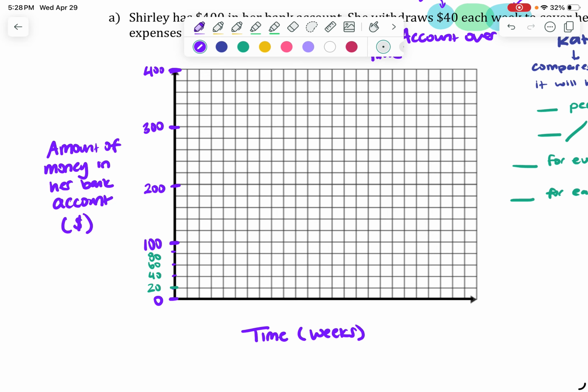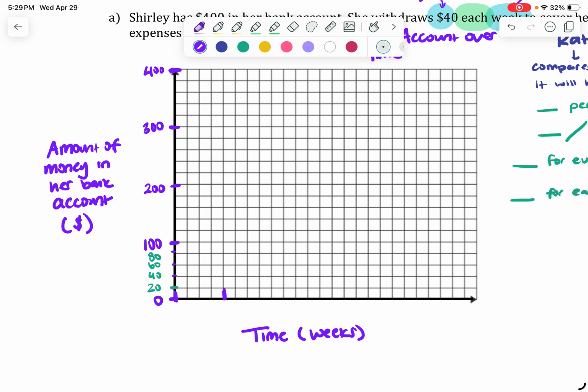As for time, it doesn't tell us how long she's withdrawing money for. So I'm going to show the first few weeks. I'm going to show maybe 5, maybe 6 weeks. We'll see what my graph goes up to.